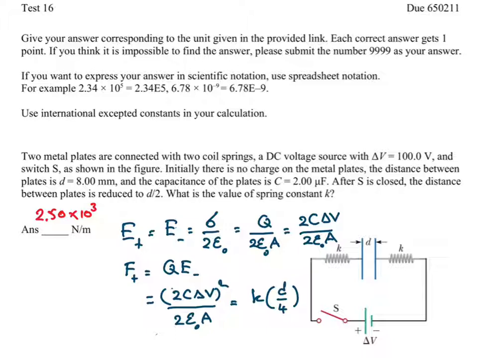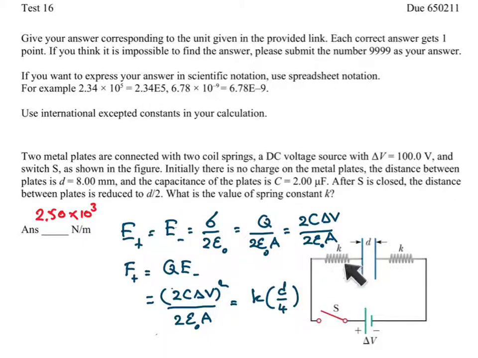Here we can see that when we put the charge on the capacitor, the distance between the plate reduced to D over 2. It means that the spring is stretched from the equilibrium position.